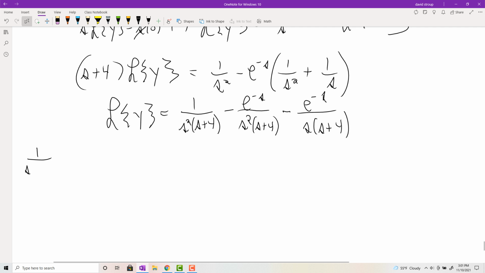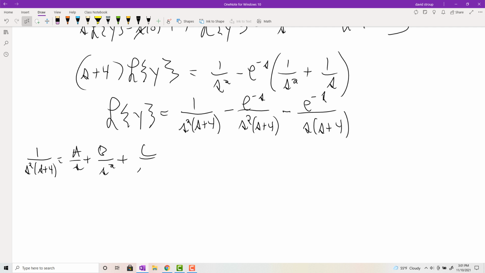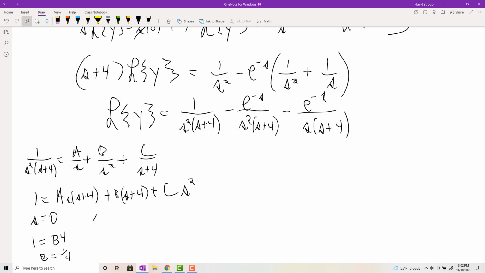So the first two are the same, s squared times s plus 4. That will be a all over s plus b all over s squared plus c all over s plus 4. So 1 will equal a s times s plus 4 plus b times s plus 4 plus c times s squared. Let s equal 0. S is 0, so you get 1 equals b times 4, so b is 1/4. Let s equal negative 4, so you get 1 equals 16c, so c is 1 over 16.